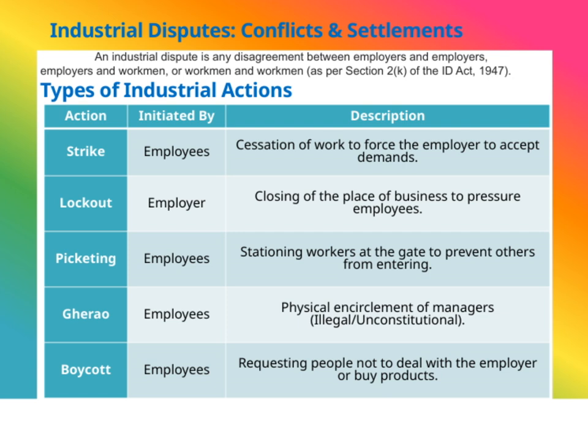An action called gherao involves physically surrounding managers or officials, which is generally illegal or unconstitutional, but has been used in some instances to protest or demand action. Lastly, there's the boycott, where employees ask the public or other entities not to buy products from the employer or to avoid dealing with them altogether. Each of these actions reflects different strategies used by parties to address disagreements, and understanding them helps us see how industrial relations are managed and sometimes complicated by these conflicts.